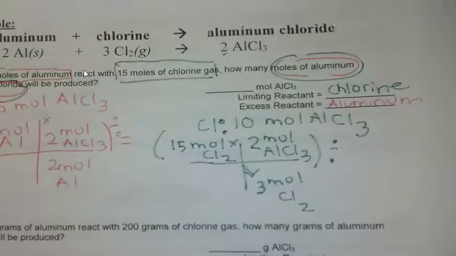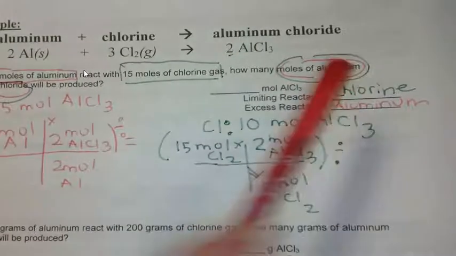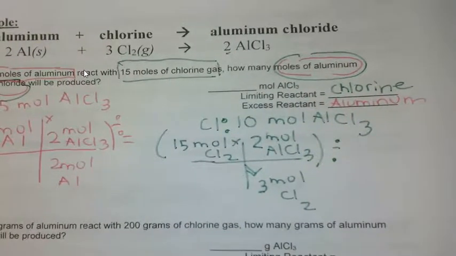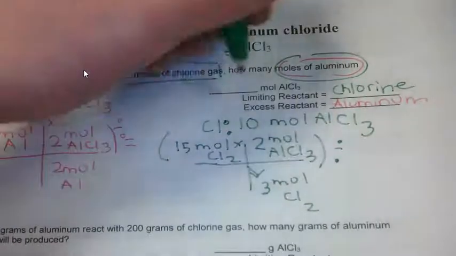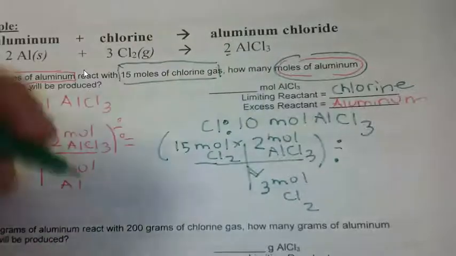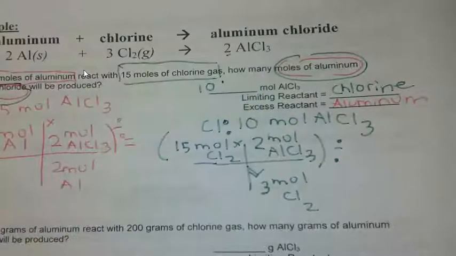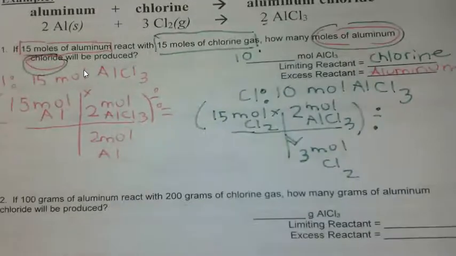And guess what? Just like the grilled cheese, we ran out of the cheese first, so we could only make 30 grilled cheese sandwiches. On this one, we're going to run out of the chlorine first. So we can only make 10 moles of AlCl3 before we run out. So the limiting will give you this number right here. You can only make 10 moles of that AlCl3, the aluminum chloride.